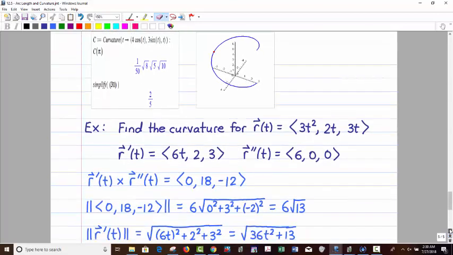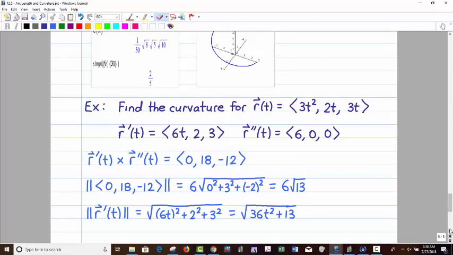Okay, let's take a look at this curvature. 3t squared, 2t, 3t. r prime would then be 6t, 2, 3. Now notice this one's not asking at a particular value of t. So we're just finding the general form of the curvature as a function of t. And then the next derivative would be 6, 0, 0.